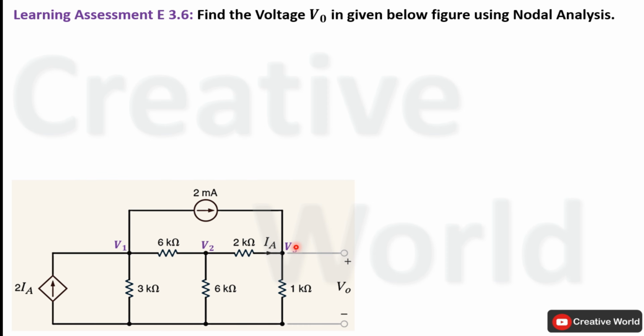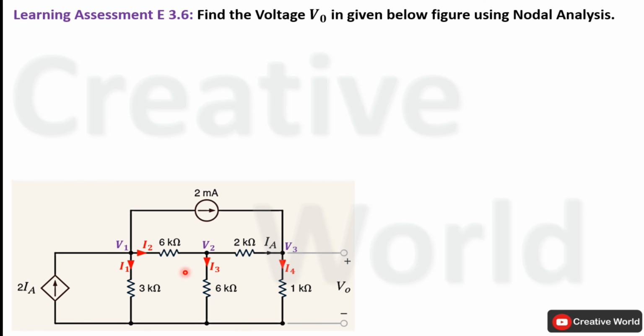In third step, we have to label all unknown branch currents along with their directions. In this step, we have marked all unknown currents along with their directions. Current through this branch that is labeled as IA is already given in this scenario and it is flowing from node V2 to V3. This network includes 3 nodes for nodal analysis, so it will have 3 node voltage equations. We have to find these node voltage equations.